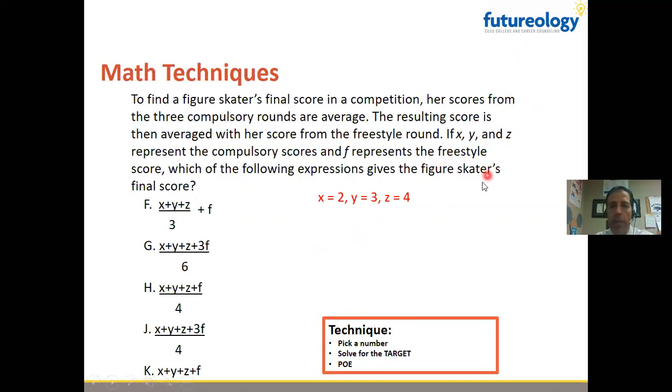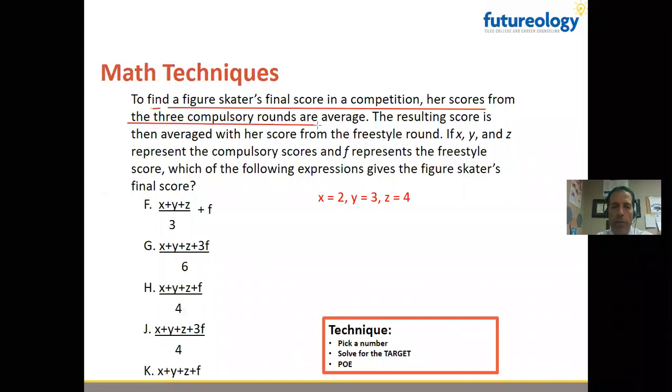Now we're going to try to solve the problem, and this is where some of you are asking, why did you divide by 2? What did you do here? Again, to find a skater's score, I'm just reading the problem. The 3 compulsory rounds are averaged. So what I'm doing is averaging 2, 3, and 4. Because it says to find the final score, the first thing you've got to do is average the compulsory scores. So that's what I'm going to do.